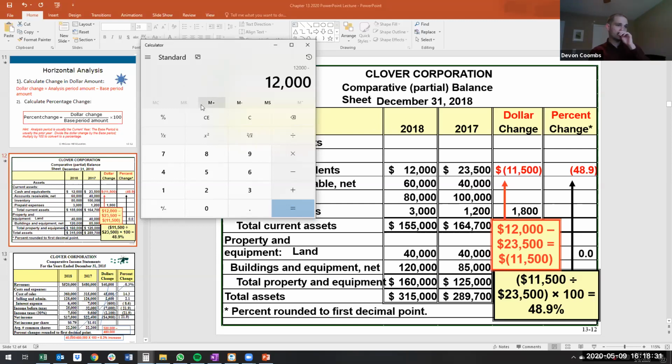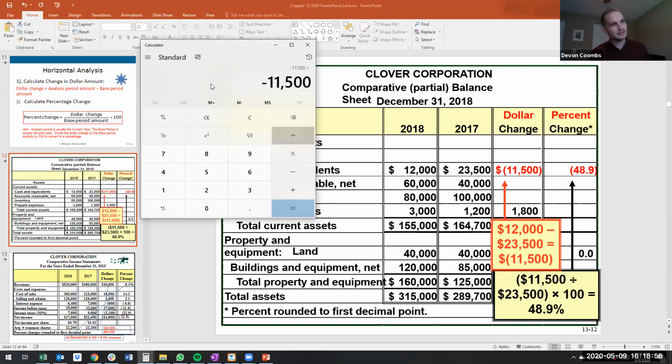So 12,000 minus 23,500. That's an $11,500 difference. So the question here, this is useful information to us because as management, we know that our cash dropped. And where would we see all the changes related to that cash drop? We'd see that in the statement of cash flows, which we covered last class. But the question here is, how can I compare it to a company who maybe has $10 million in cash?